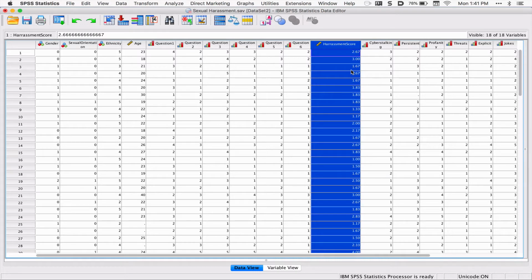If you're using a DV that's a yes or no DV, or in other words, a categorical DV, what I want you to do is, well, use a chi-square instead. You won't be using this tutorial.